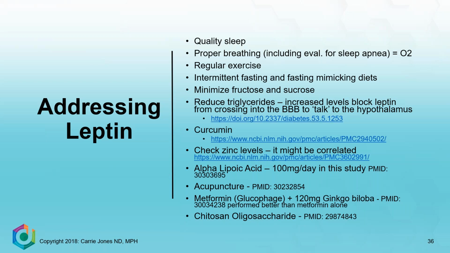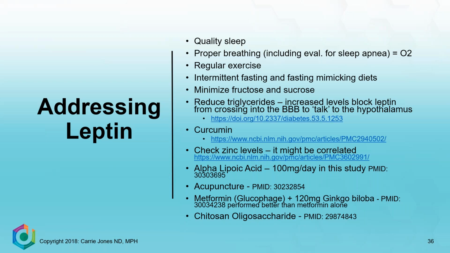Regular exercise, especially high intensity training and weightlifting. Intermittent fasting and the fasting mimicking diets have been shown to help lower leptin. High fructose, high sucrose diets have been shown to increase leptin, so definitely dietary counseling with your patients, lowering or avoiding or minimizing fructose and sucrose. Triglycerides, of course. In this study, they were saying how high triglyceride levels block leptin from crossing the blood-brain barrier to talk to the hypothalamus. So work on reducing their triglycerides.